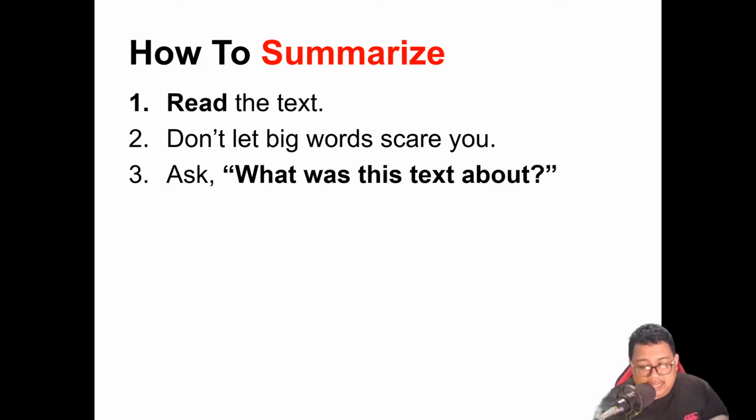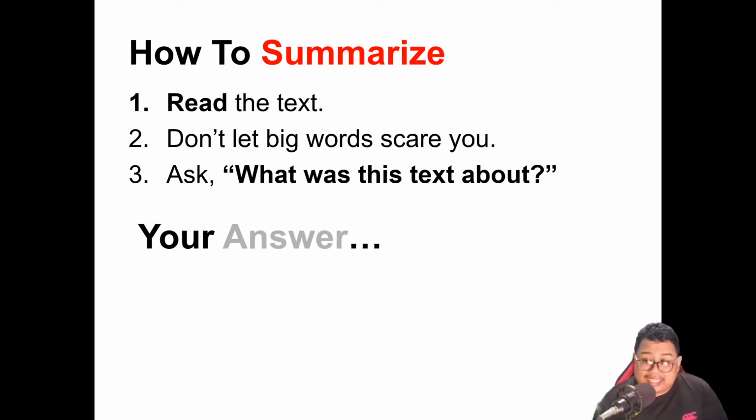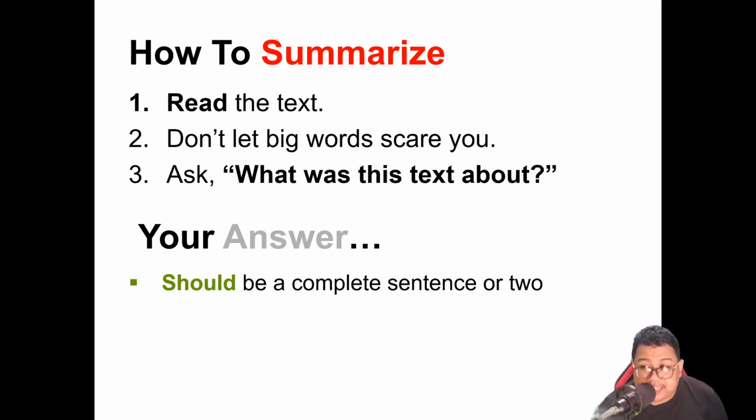Next, ask questions like I said. Ask what is the text about? What is this text talking about? Then your answer, which means your summary, should be a complete sentence or two, depending on the length of the text. If you have five paragraphs, you can't summarize it into one sentence. If it's a paragraph, then your summary can be one or two sentences. If it's a whole essay, it must be at least one paragraph.